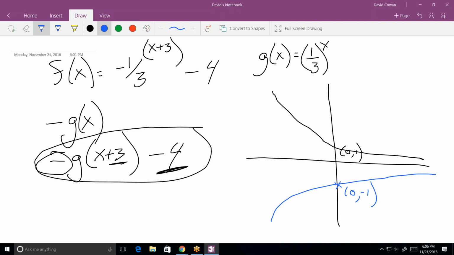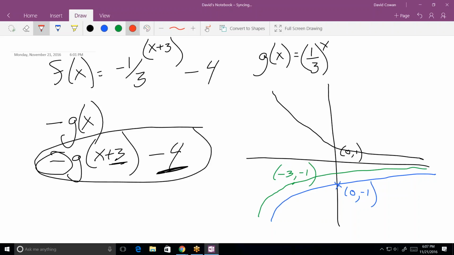Now we're going to do the second thing, moving it 3 units to the left. Well, the only way for me to really do that is to just take this one point that I know is on there and move it to there. 3 points to the left, which makes it what? Negative 3, 0. Okay, so now that curve looks pretty similar. It's still asymptotic to the x-axis. That's not changed yet.